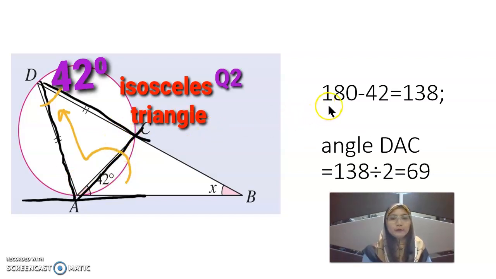How do we calculate them? The total angle for the triangle is 180. Minus it with 42, you may get 138. That means each angle is 69. Angle DCA 69, angle DAC also 69.